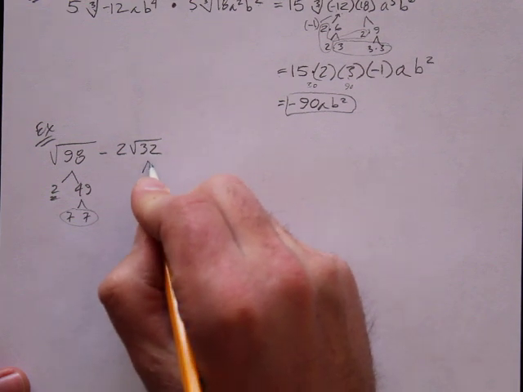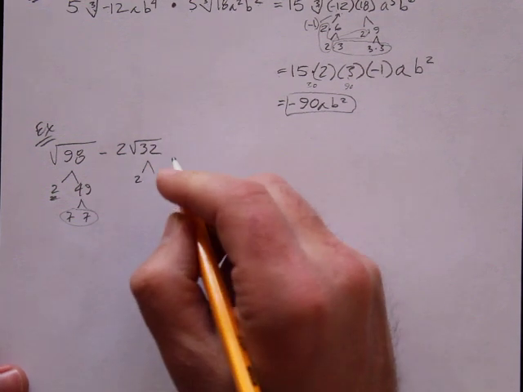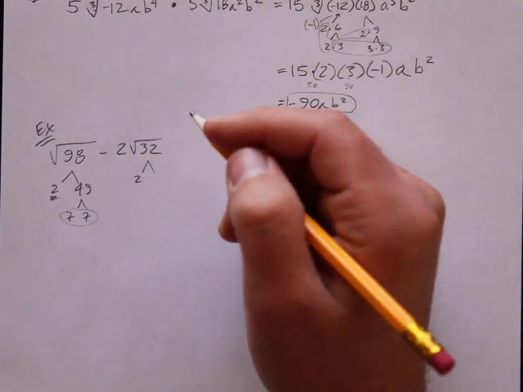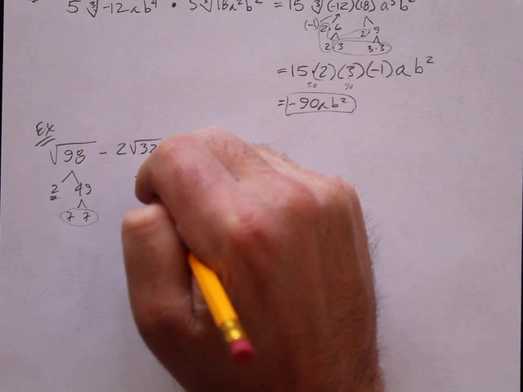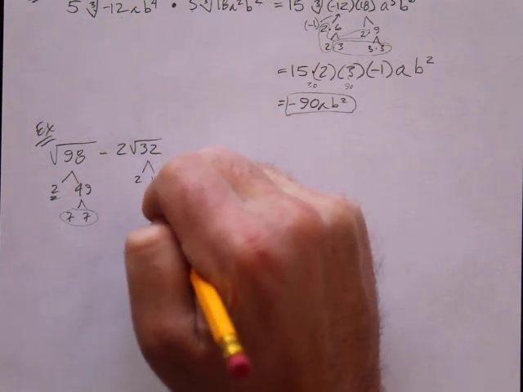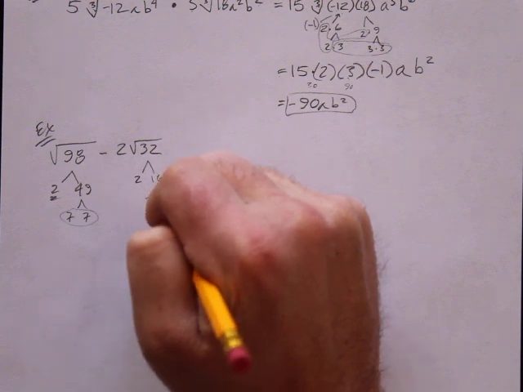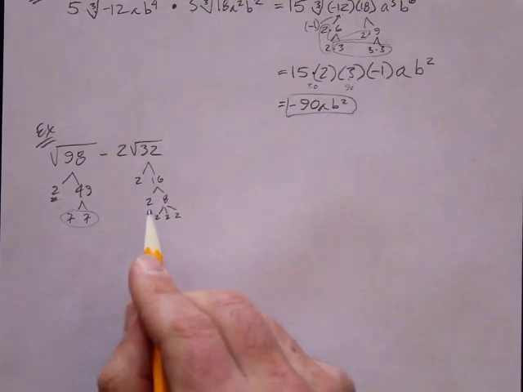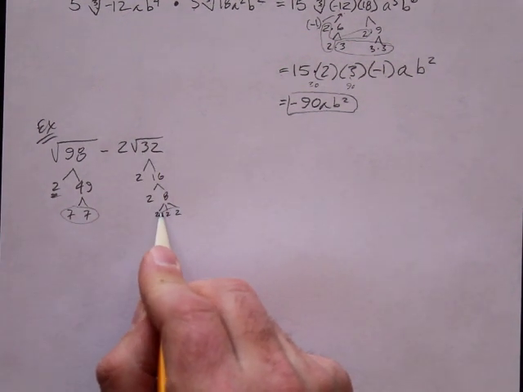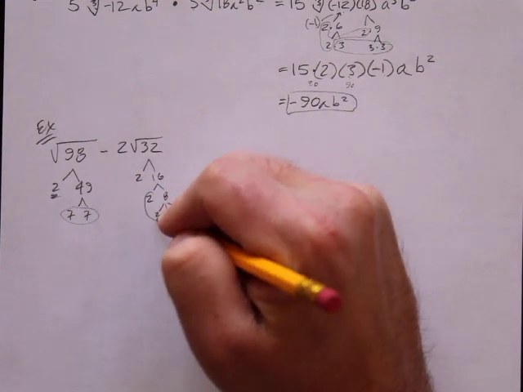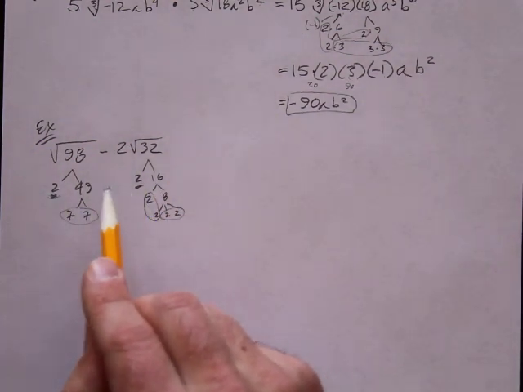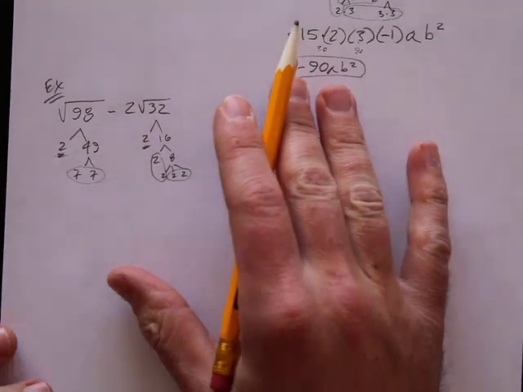Now let's look at this one. 32 is 2 times 16, which is 2 times 8. And 8 is 2 times 2 times 2. Now this is the square root, so I've got these 2s and these 2s, and I've got one more 2 left over. Isn't that nice that I have a 2 left over in each of these? Let's see what that means.